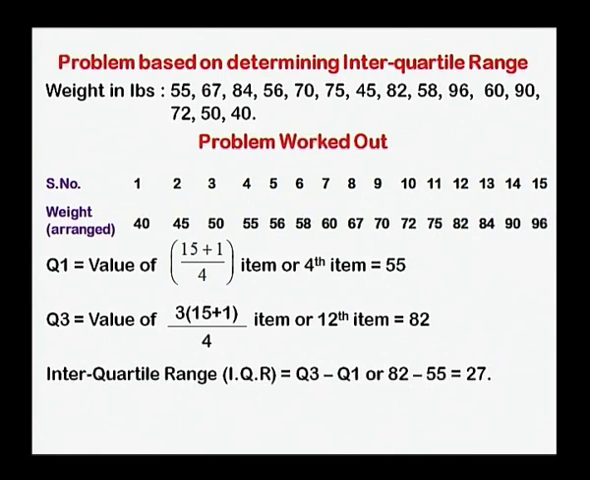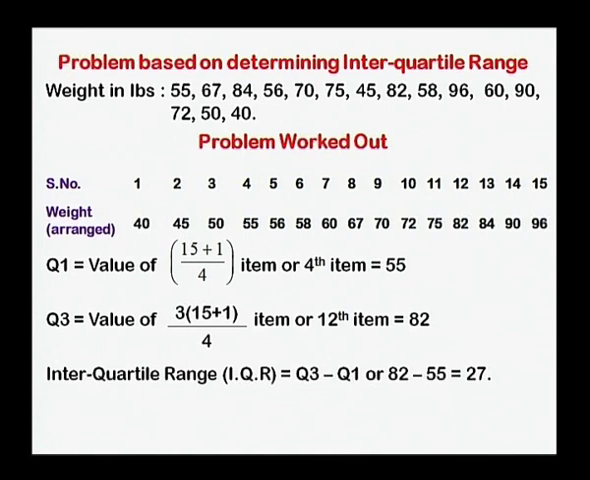Now, we discuss the problem worked out. We have been given the weights of 15 serial numbers, that is 40, 45, 50. In this way, we have arranged the weights in ascending order, and on that basis we have to calculate quartile 1 and quartile 3. Quartile 1 is equal to the value of (15 plus 1) divided by 4, that is the 4th item, and the 4th item has a weight equal to 55. Then we calculate Q3. Q3 is the value of 3 times (15 plus 1), and after that we divide by 4. In this way we get the 12th item, and the 12th item in this series has a weight of 82.